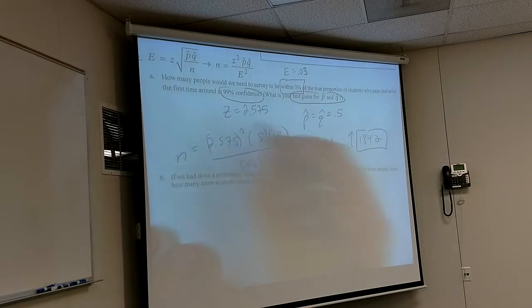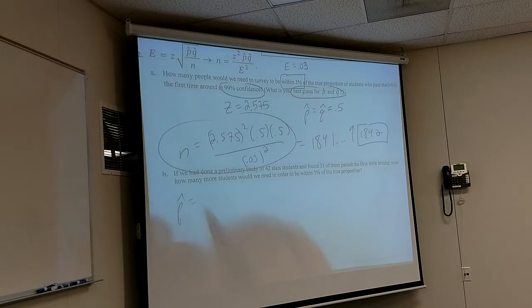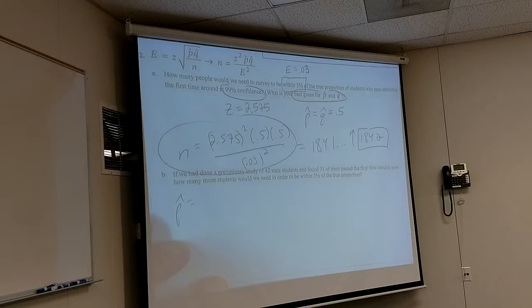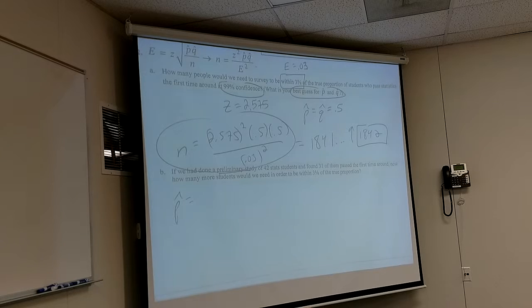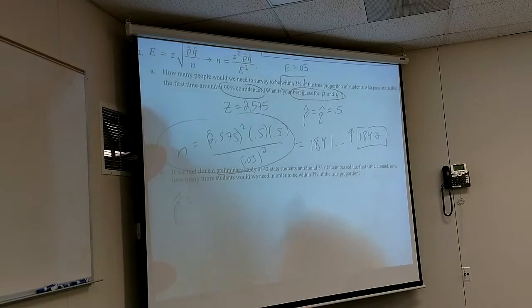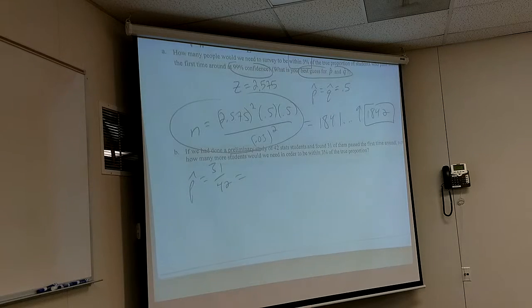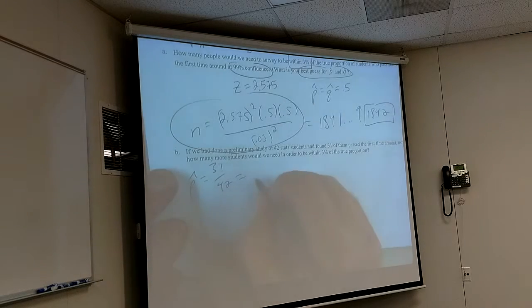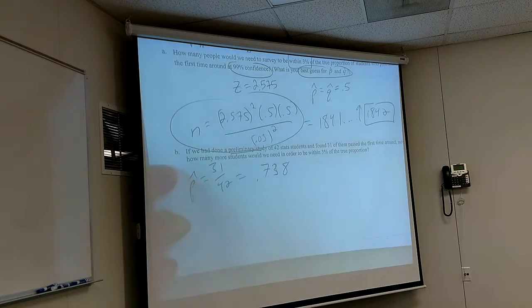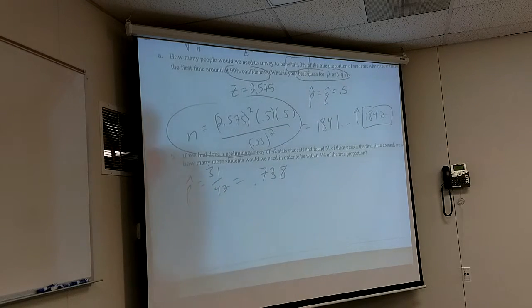So now I do all the same exact work, except I know what p hat is. And I know you guys have heard this phrase, preliminary study. The one reason you do it is so you get a better estimate of how large a sample you really need. So what is p hat? How do I calculate p hat for this problem? 31 out of 42. Yeah, 31 out of 42. And what do you guys get for that? 0.738? So then Q hat is 0.262. You guys with me?